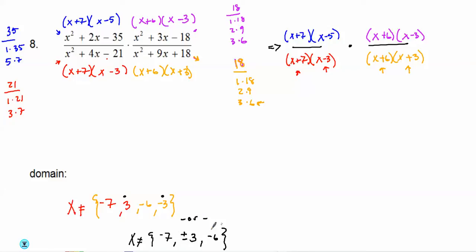Now, we get to do our canceling. So this x plus 7, I'm going to use a smaller highlighter, x plus 7 is going to eliminate with this x plus 7 here. We see an x minus 3 here. This x minus 3 cancels here. x plus 6 in this denominator, x plus 6 in that numerator. And what we are left with as our final result is x minus 5 divided by x plus 3.